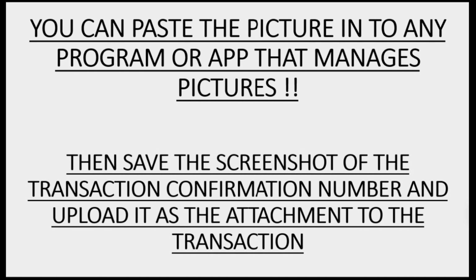Even a program part of Microsoft Office like Word or PowerPoint will enable you to click paste. And then when you click paste, you'll be able to crop the picture and use that file as proof of that transaction. So all you have to do is save the screenshot of the transaction confirmation number and then upload it as the attachment, just like we did in this video. I'm sure a tech-savvy person could show you how to take a screenshot. It's very easy, and you should practice using the pictures from the screenshot to save the files in the Files window.